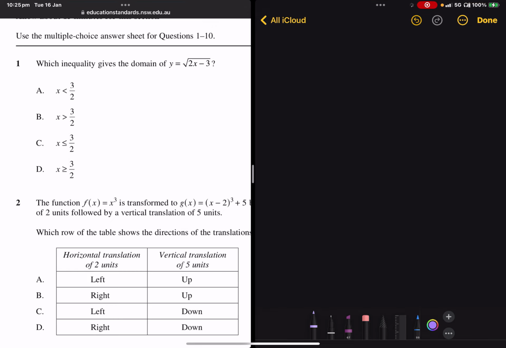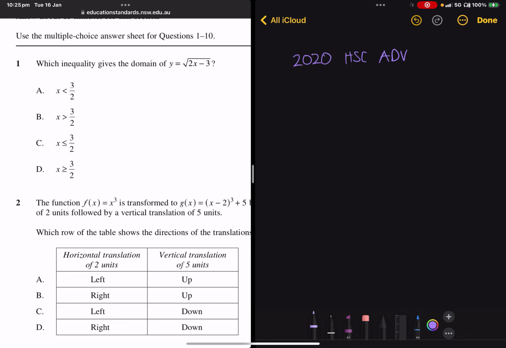Alright, so we're going to be having a look at questions 1 through 5 in the multiple choice section. This is again from the 2020 HSC Advanced Maths paper.